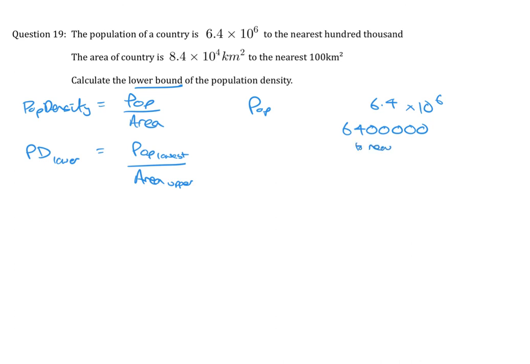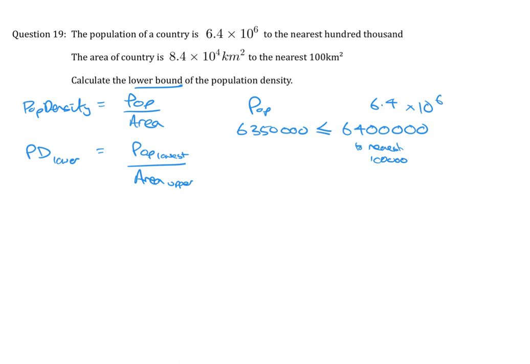To the nearest 100,000. So therefore, my lower bound will be 50,000 less than my 6.4 million. So it's going to be 6,350,000. If I add on 50,000 to this, it takes you back to here. This is my boundary. It's my lower bound.